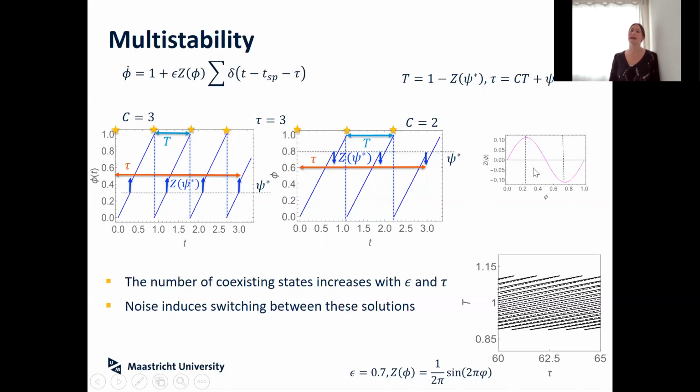Same thing here. For the capacity of 2, we have a reception phase of 0.8, corresponding to a negative PRC. So the interspike interval T is becoming larger, and we have only 2 spikes within the delay interval. Now, this number of coexisting solutions, as is more often the case with oscillatory systems with delay, is increasing with the coupling strength and the delay time. And now we introduced noise in the system, and that causes a mode hopping between these different solutions.